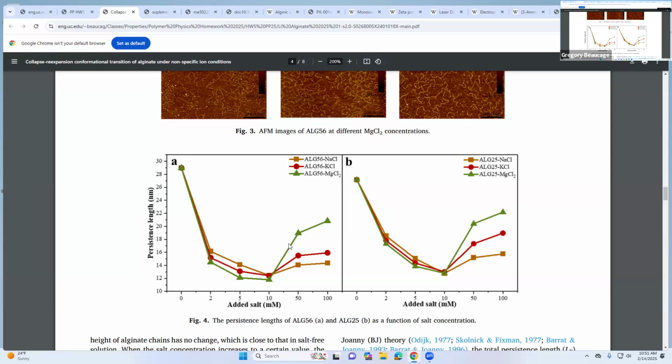As you add the cations, the persistence length decreases. The first one you said is the OSF, the second one is the Debye, and the last one is due to condensation, where the persistence length increases. Right. I don't think you explained why the persistence length decreases for the OSF.